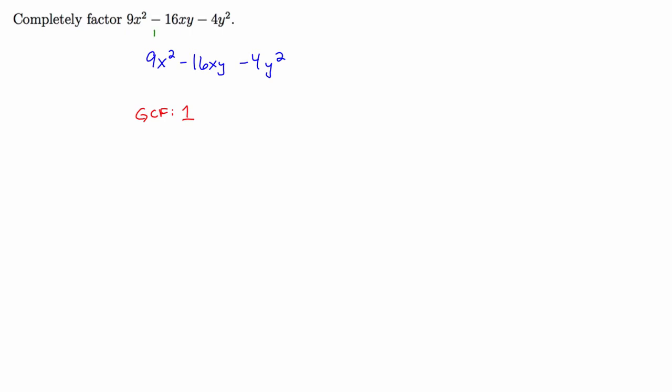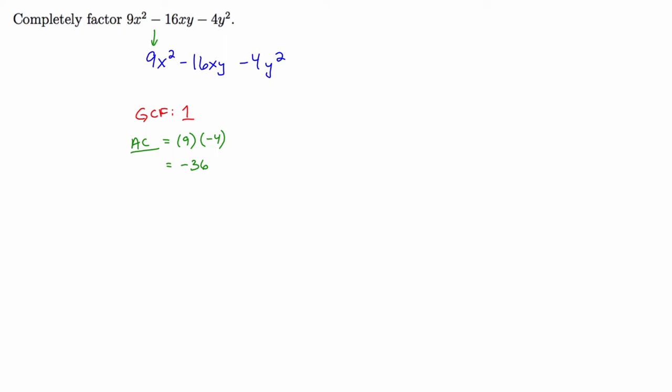Since there is nothing to worry about with a greatest common factor, we then look at the first term and hopefully recognize we have a 9x squared. Because that is a 9 and not a 1, we're going to choose to use the AC method. The AC method takes the a value, the 9 from the 9x squared, and the c value, the negative 4 from the negative 4y squared, and multiplies them. So a times c is 9 times negative 4, which is negative 36.